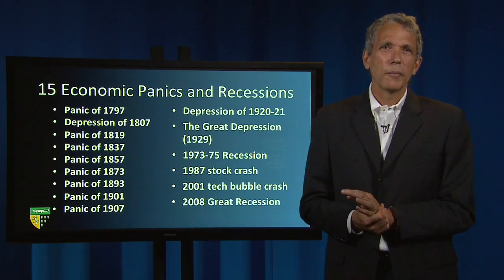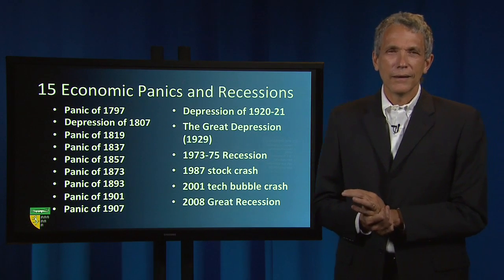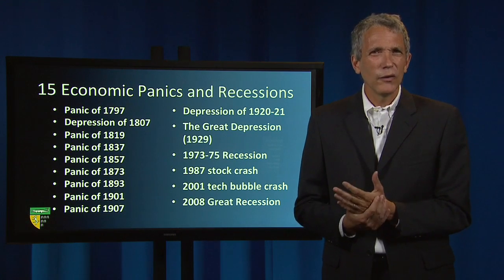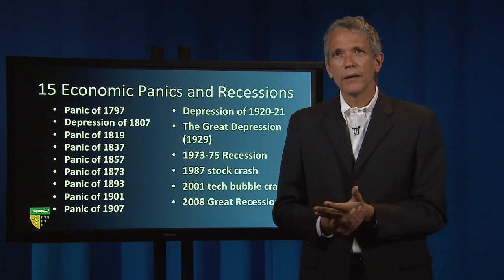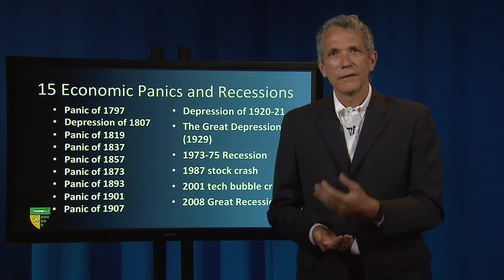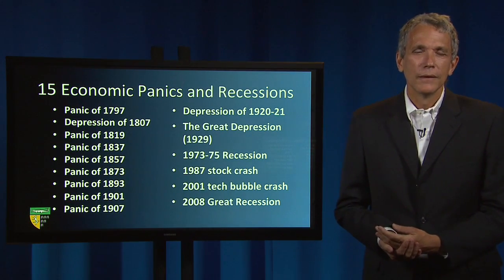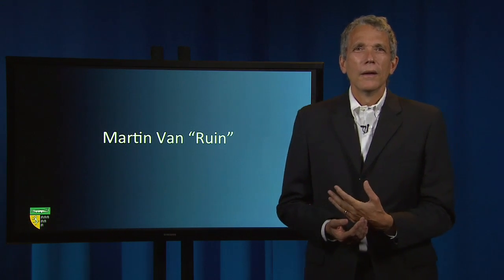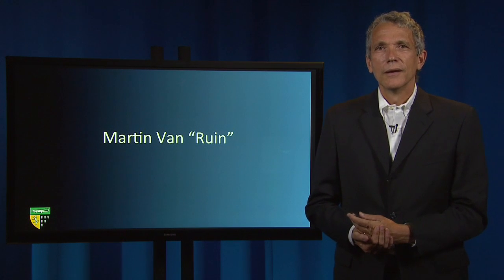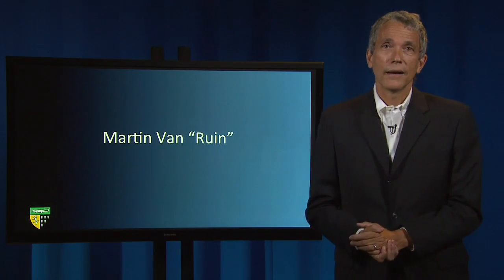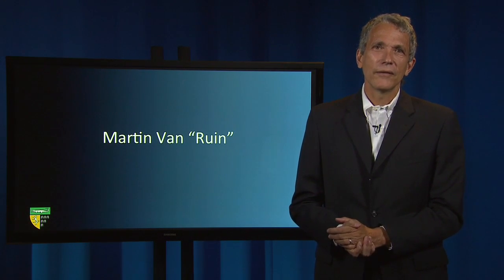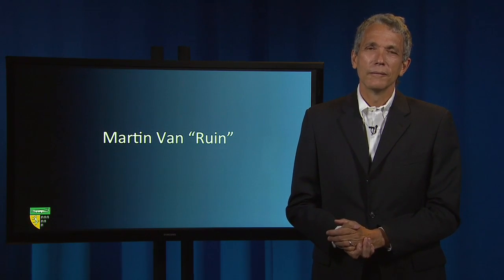Notice how regular the panics were in the 19th century, coming in something close to 20-year cycles: 1807, 1819, 37, 57, 73, 93. You might also note that the economic crises reduced the chance of re-election, as Martin Van Buren can attest. He took office just before the Panic of 1837, and his presidency never recovered.